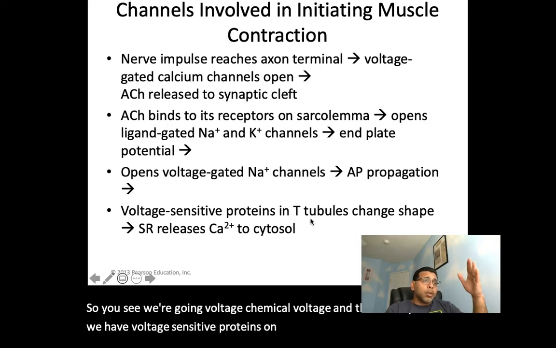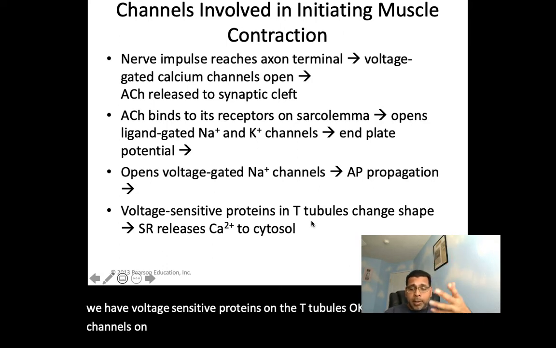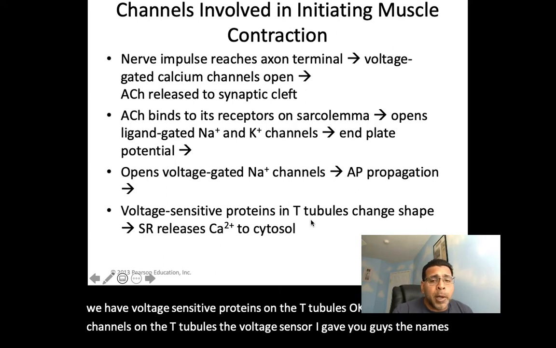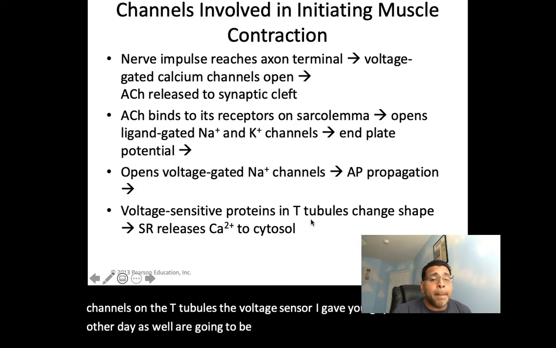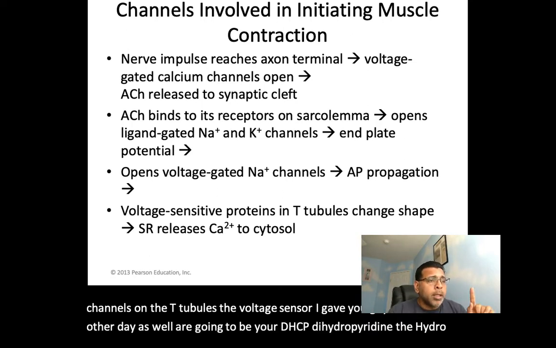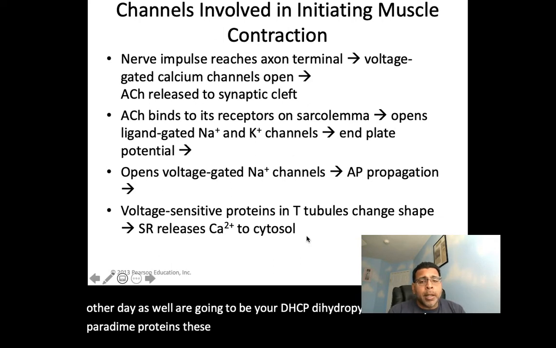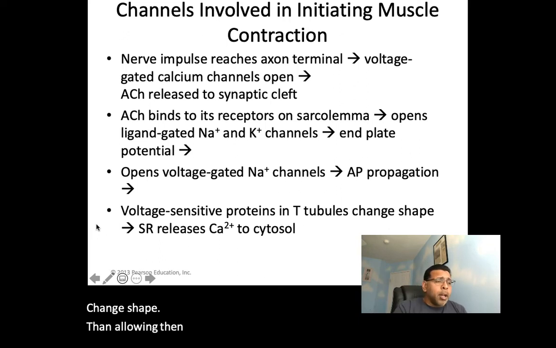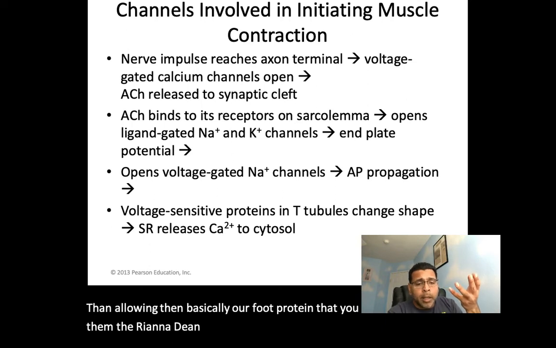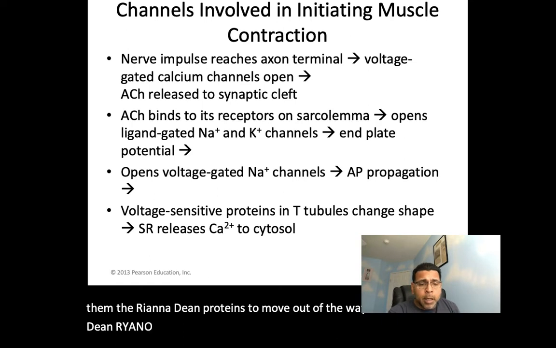T-tubules. Okay, so those first channels on the T-tubules, the voltage-sensitive, I gave you guys the names the other day as well, are going to be your DHP, dihydropyridine proteins. These DHP proteins you have there then will change shape, allowing our foot protein that you have underneath them, the ryanodine proteins, to move out of the way. Ryanodine is the proper spelling, and this allows the calcium to flood the cell.